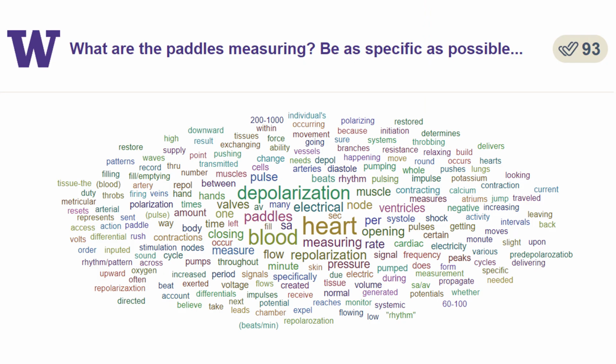And here we have the Poll Everywhere word map from that same session, and we can see lots of students referring to things like volume or flow or blood pressure when it comes to the paddles estimating heart rate. So not quite making that connection to the ECG yet.